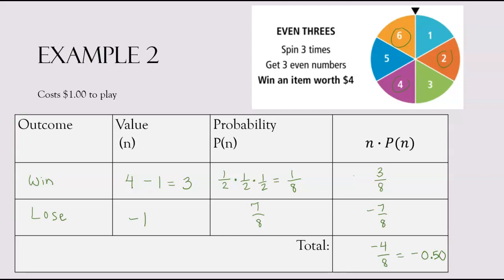That means that if I'm the one running the game, I'm okay with sometimes handing out $4 prizes because I know that in the long run, each person is going to lose 50 cents. So it's going to be worth it for me to run this game.